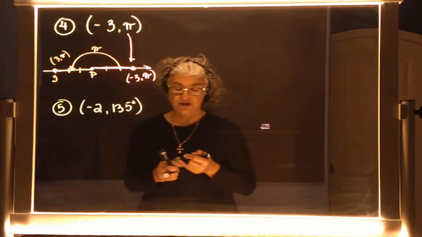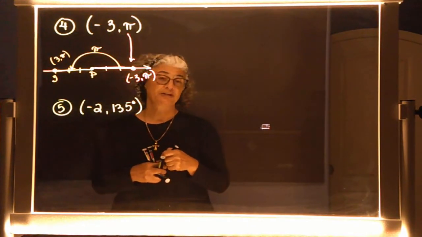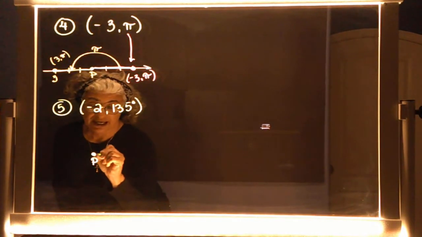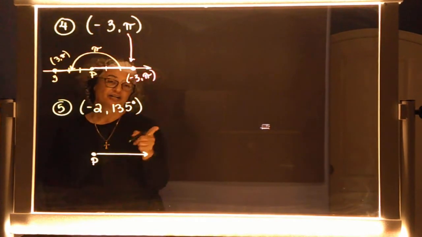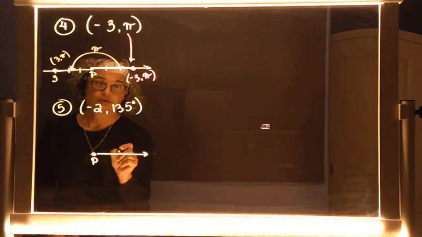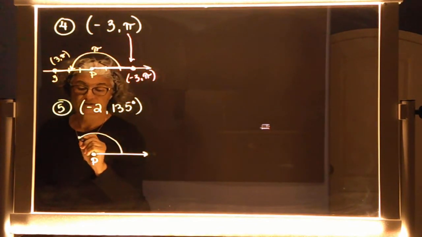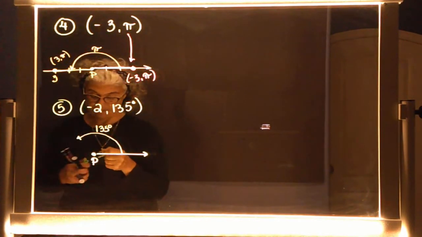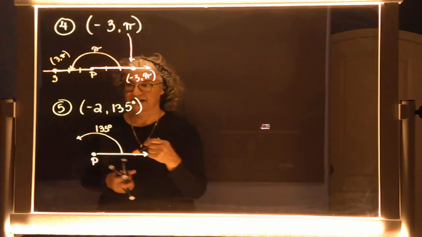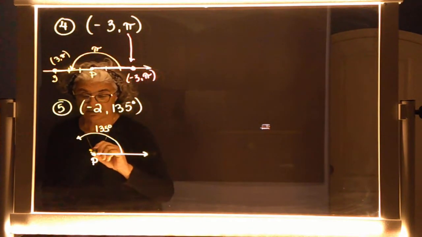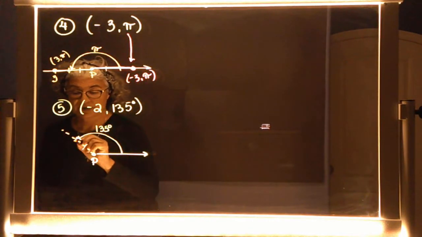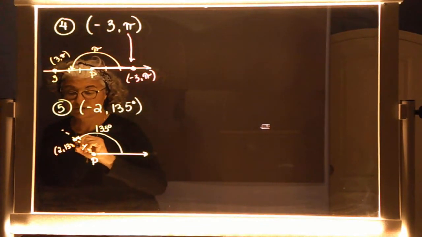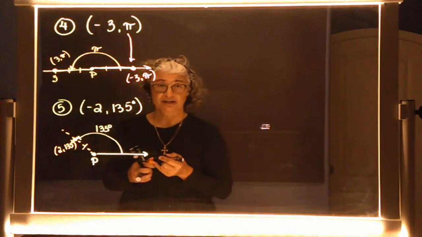So negative 2 comma 135 degrees, right? Okay, so again, you need your pole and you need the polar axis. And 135 degrees would be in the second quadrant over here, right? So technically this is 135 degrees. And since it has r, this is where the point positive 2, 135 degrees would be, correct?